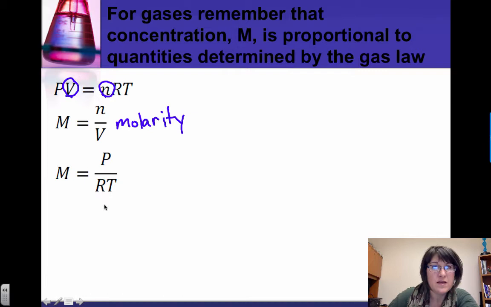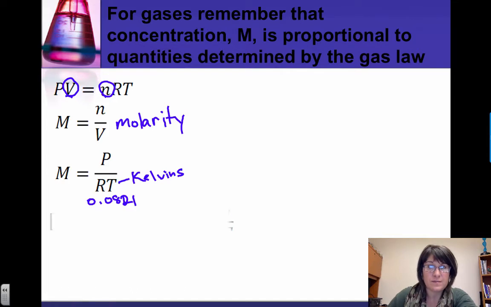That's the gas constant R, the one we use with atmospheres, 0.0821, right? And not the one we use for joules. And the temperature is, of course, in kelvins. Be careful about your units.